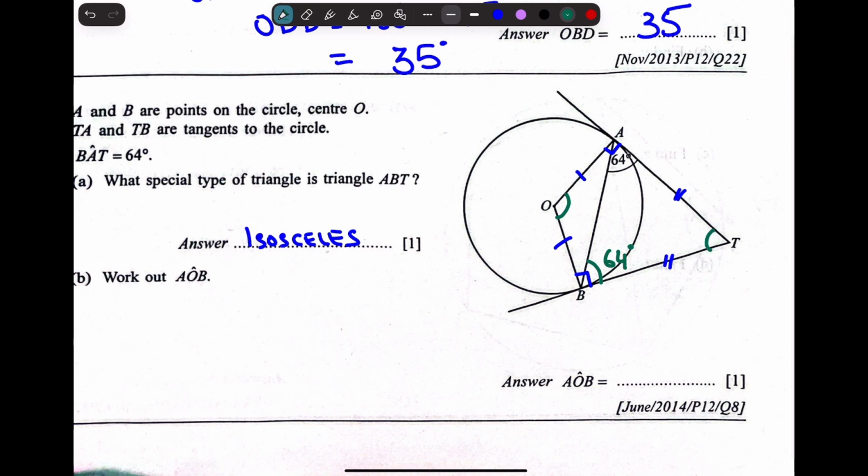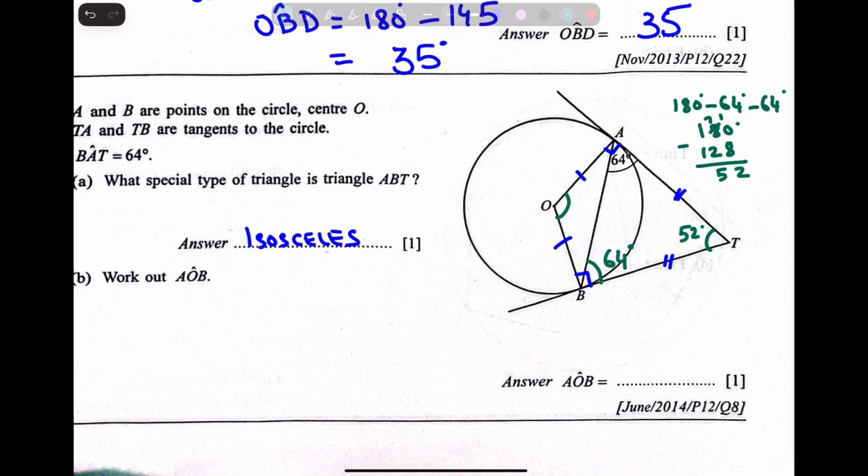So this angle is going to be 180 minus 64 minus 64, minus 128 basically, which is 52. So this is going to be 52. And we know that the opposite interior angles of a cyclic quadrilateral are supplementary. So 52 plus this angle should be 180.